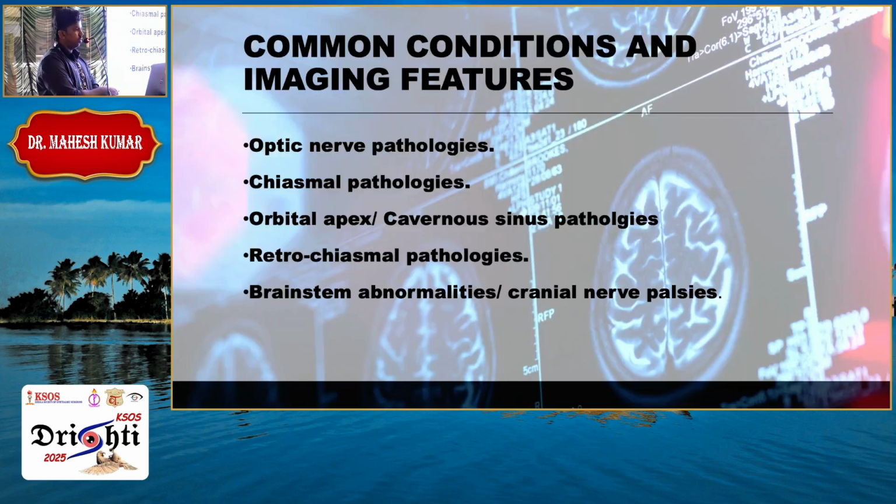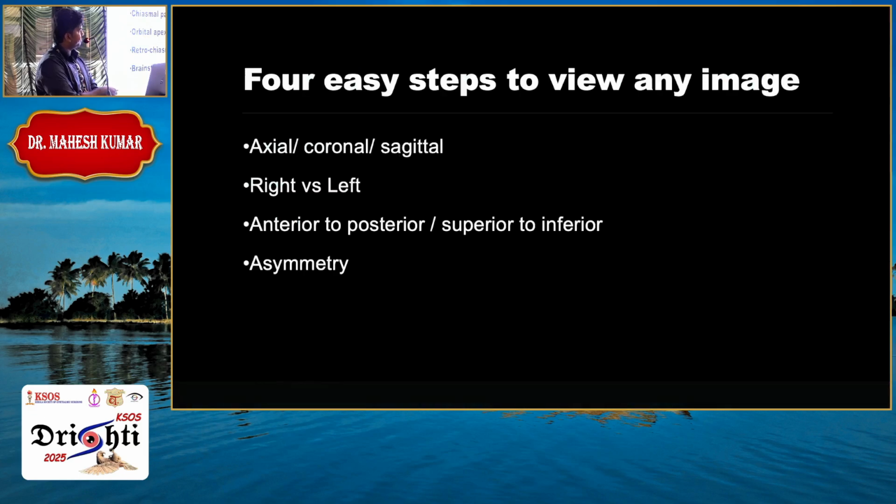So let us quickly go through a few cases. As we discuss the anatomy, we will discuss a few cases from anterior to posterior direction. Optic nerve pathologies, we will see a few images. After that, chiasmal pathologies. After that, optic canal, orbital apex or cavernous sinus pathologies, retrochiasmal pathologies, and then we will see some brainstem abnormalities and cranial nerve palsies.